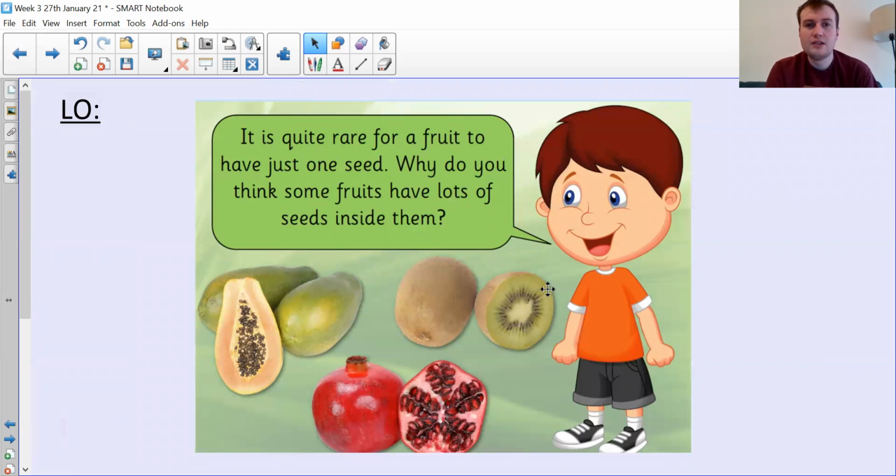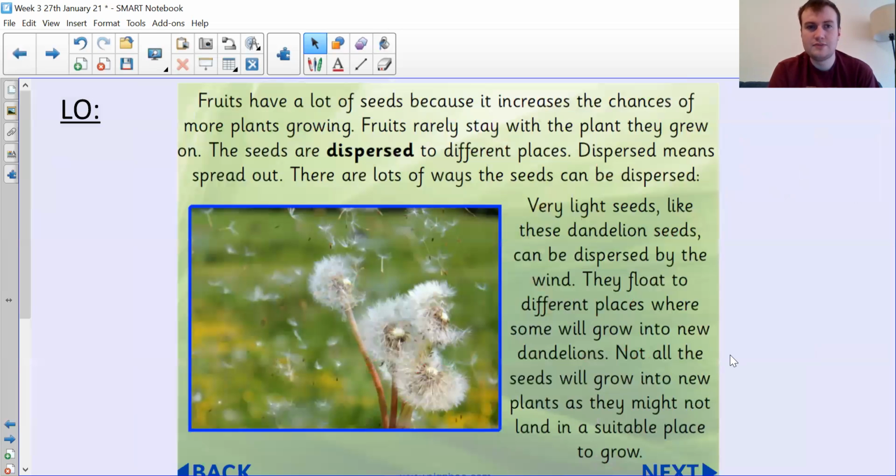It's quite rare for a fruit to have just one seed. You tend to get loads of seeds inside them. You see here in the pomegranate, loads of seeds. Fruits have lots of seeds because it increases the chances of more plants growing. Fruits rarely stay with the plant they grow on. The seeds are dispersed to different places. This is the key bit we need to remember from today.